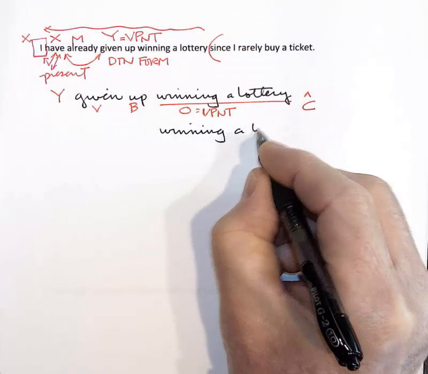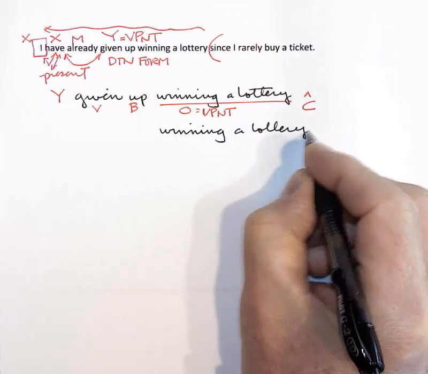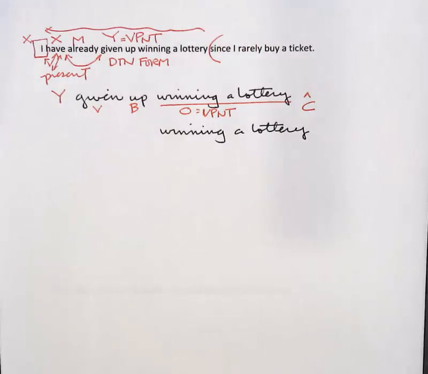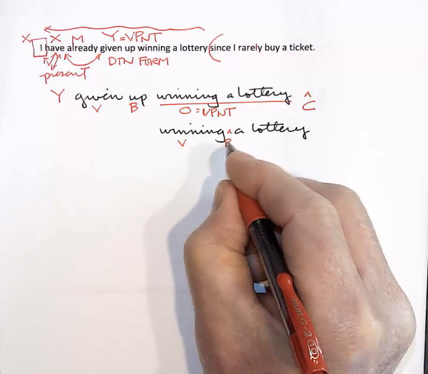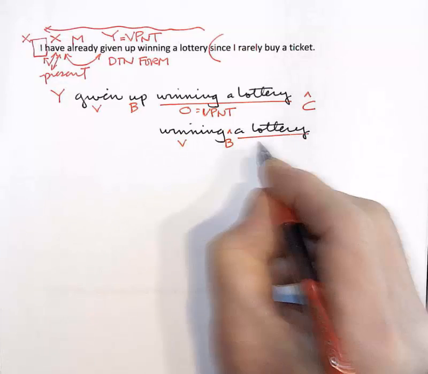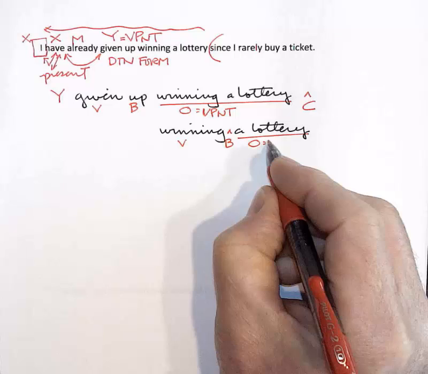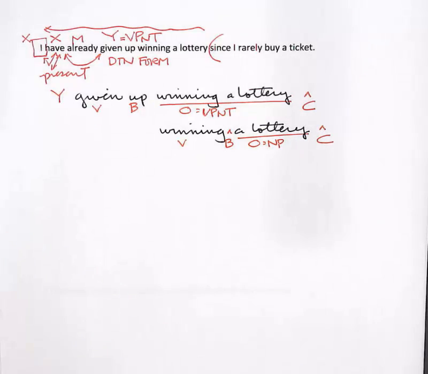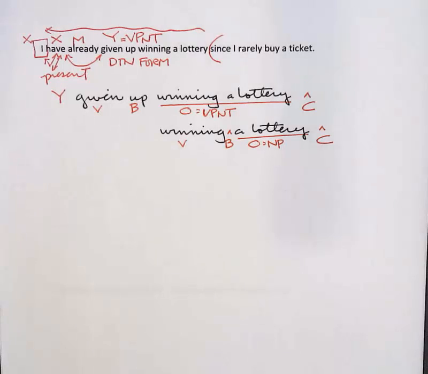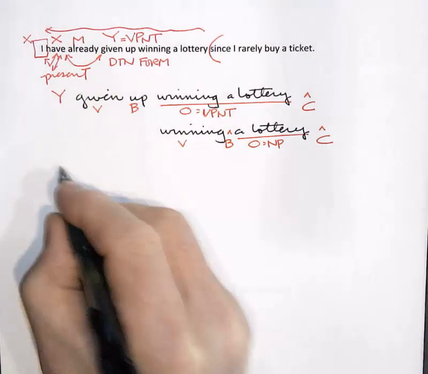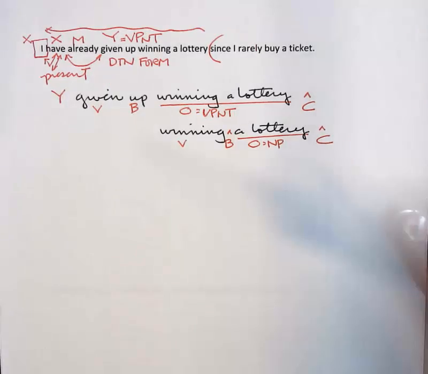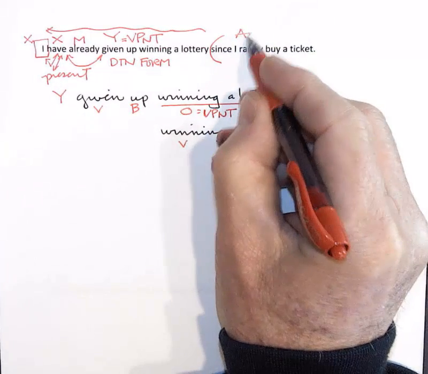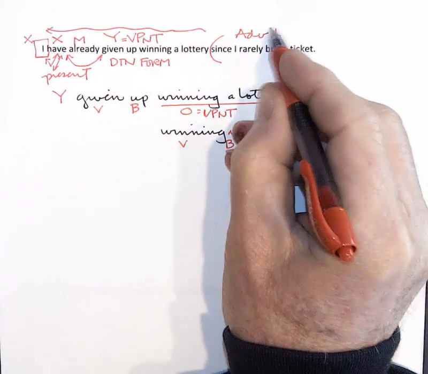Winning a lottery. Winning is the verb, the particle, the object, noun phrase, and the complement. Let's take a look at our shifter. We'll rewrite that. And the shifter, by the way, is an adverbial included sentence.